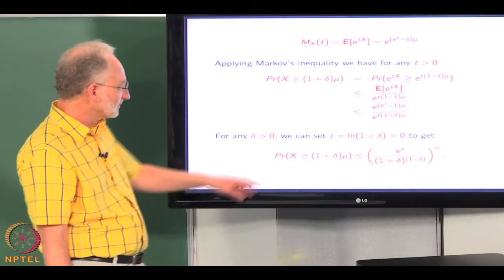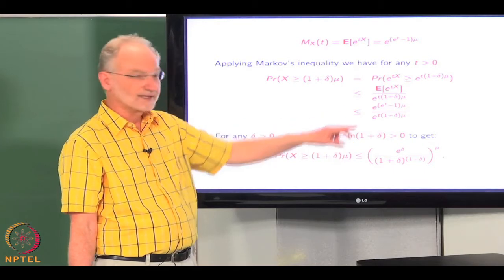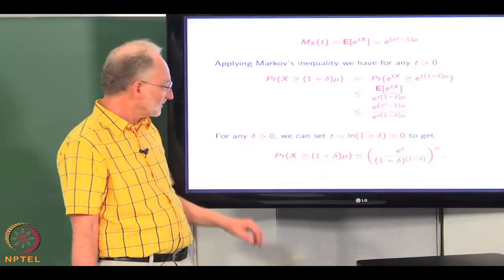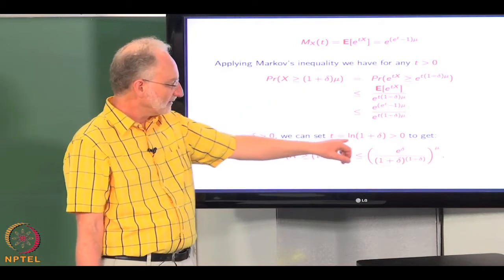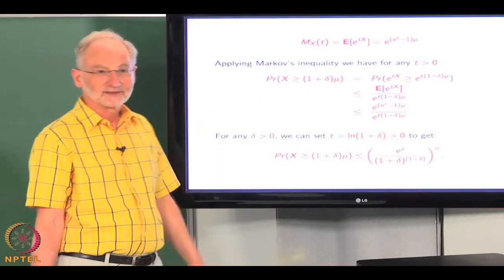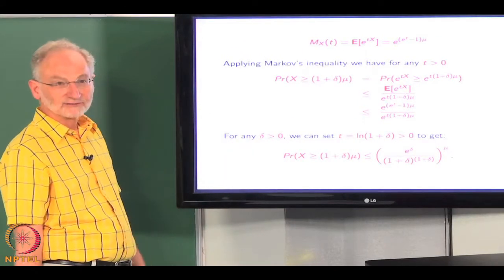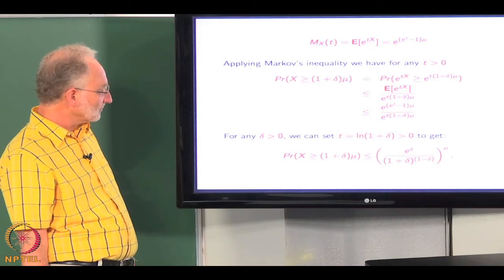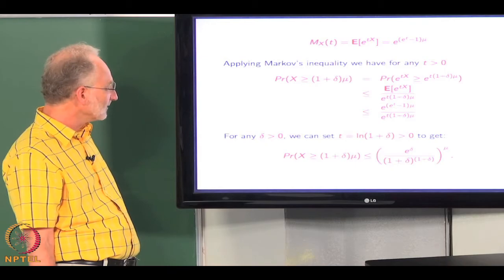And I have to check that I can only plug in t that are greater than 0, but if delta, the deviation, is greater than 0, then t equals ln(1 plus delta) is greater than 0, and everything is fine. And I get the first version of a Chernoff bound. It looks good, but it's somewhat hard to remember or to memorize.